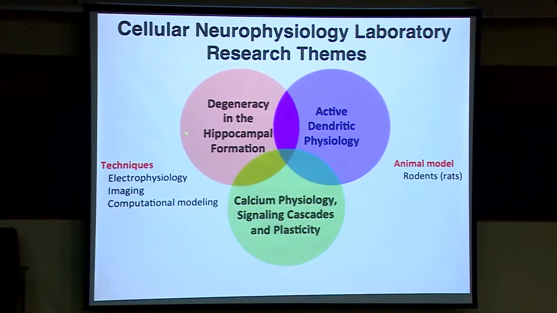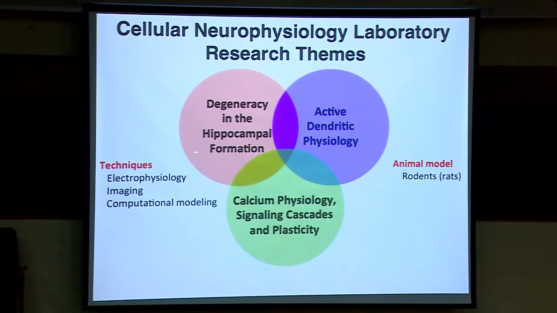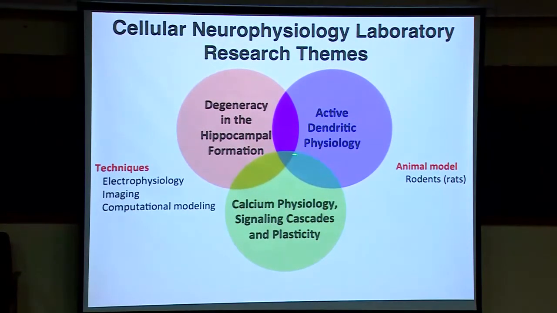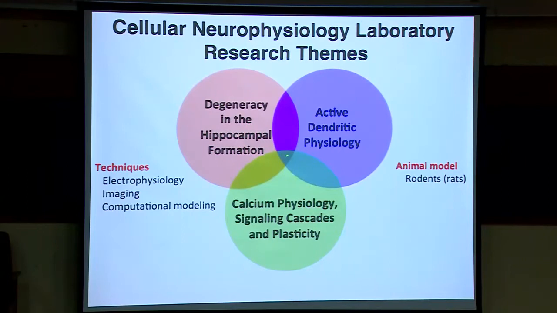So the institute audience has heard me speak about degeneracy in the hippocampal formation in recent times. So for this particular talk, I decided to pick this theme for our presentation over here. I'll try to put together a broad overview of what we do in the laboratory within this particular theme over the past 5 years. And broadly speaking, the techniques that we use are electrophysiology, mostly in vitro electrophysiology. We are trying to move into in vivo electrophysiology, imaging, calcium imaging mostly, and computational modeling. And the animal model that we focus on is rodents, basically.